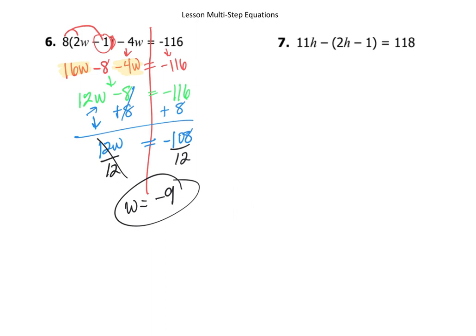Number 7, we have 11h minus, in parentheses, 2h minus 1 equals 118. So there's my equal sign. I draw a line at that point.